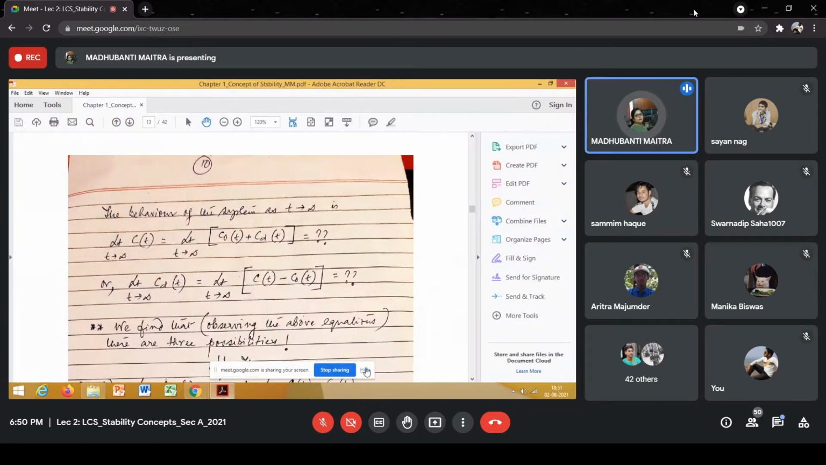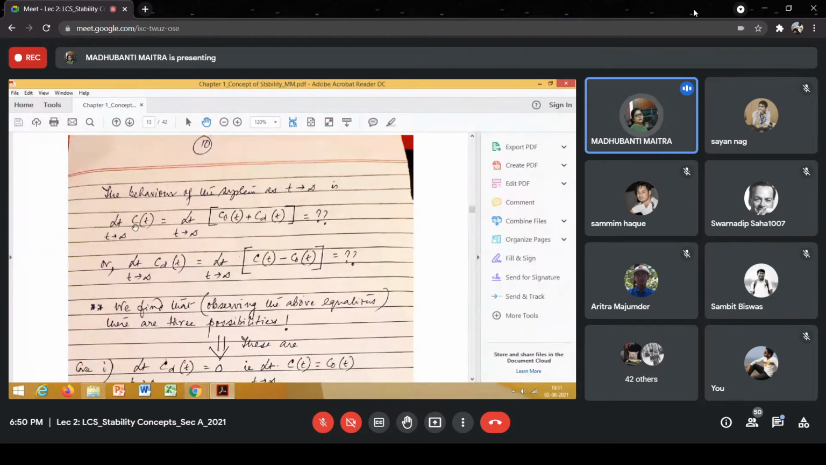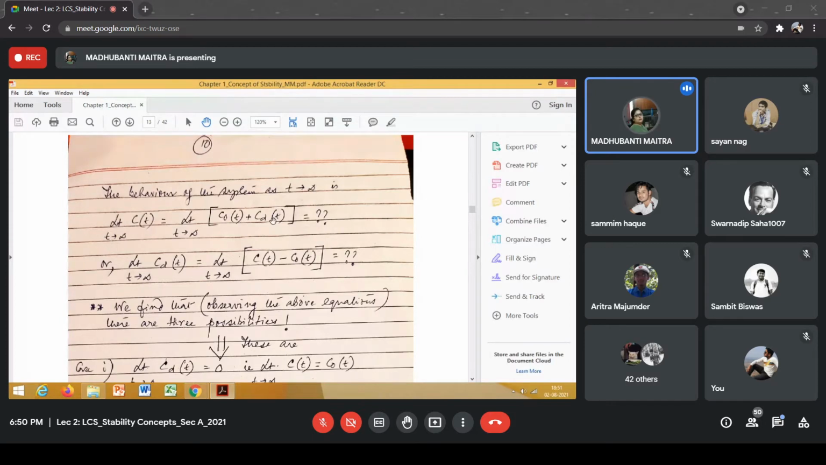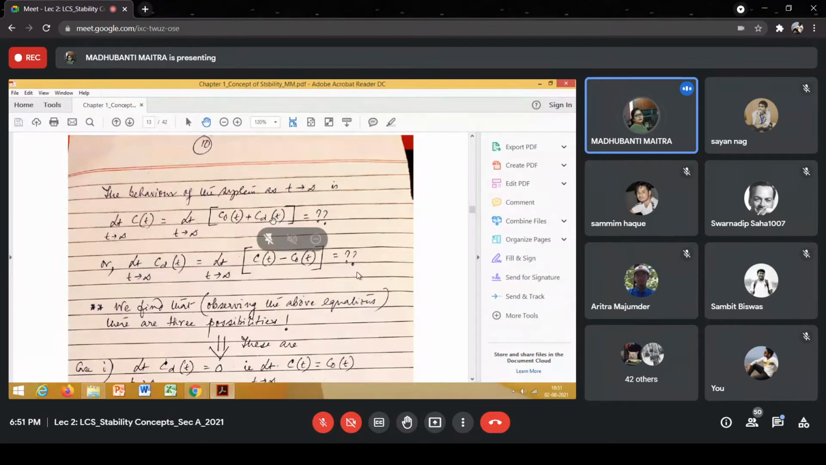Now can you see the material? Yes, ma'am. Okay. So the combined response of the system because of two forces. One is the disturbing force which we have applied, and after a while we have removed, and the response of the system because of the impressed input signal. So C0t is the response of the system because of the impressed force, and Cdt is the response of the system because of the disturbing force, right?